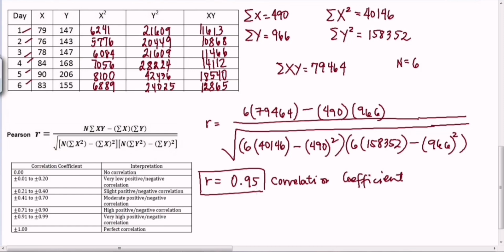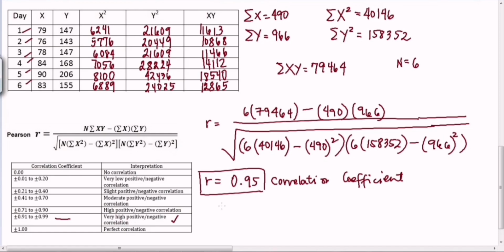So, anong ibig sabihin ng 0.95? So, ang 0.95, hahanapin ninyo yung bracket niya dito. So, andito siya, somewhere between 0.91 and 0.99. Nandito siya sa gitna nito. So, ibig sabihin, ito yung interpretation natin. So, the variables, ito yung temperature, di ba? Yung X. The temperature and sales of the fruit shake has very high positive correlation kasi positive yung sagot natin.